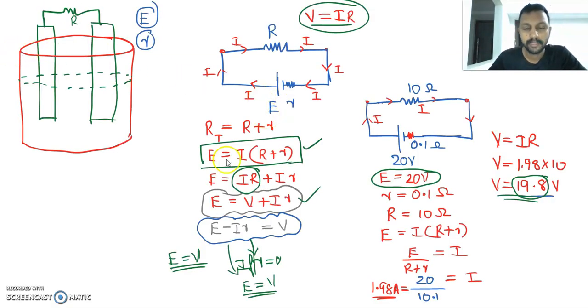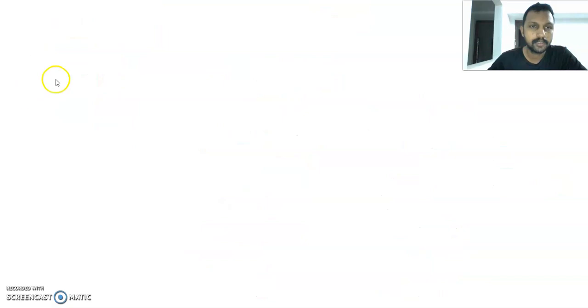Okay students, so now we know about the EMF voltage, internal resistance and the equations connecting them. Now let's go for the next step, that is the combination of cells. Let me draw a circuit diagram.